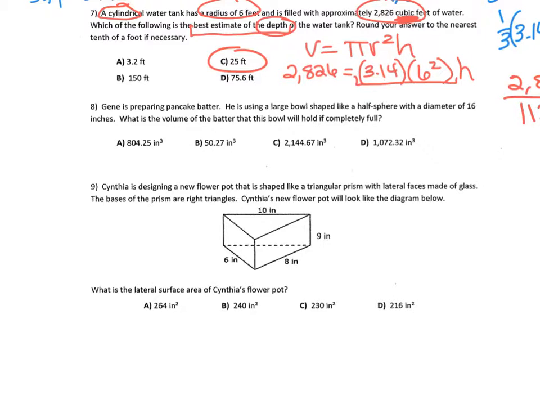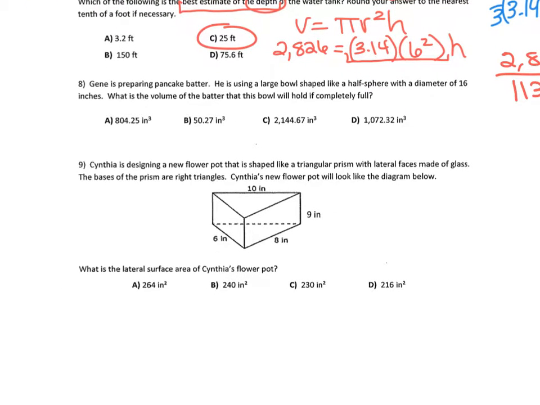Okay, number 8. Gene is preparing pancake batter. He's using a large bowl shaped like a half sphere with a diameter of 16. So what's my radius? 8. Half of that. What is the volume of the batter that this bowl will hold if completely full? Half a sphere. So half of a sphere, yeah.